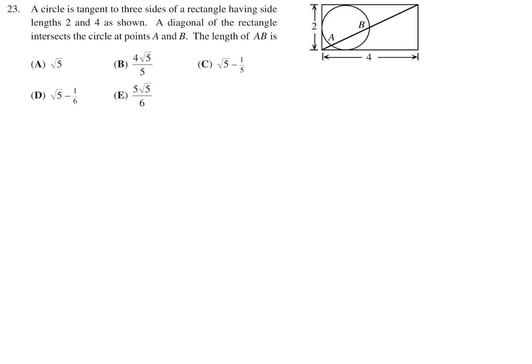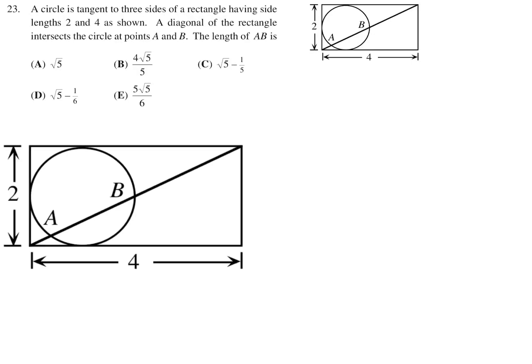A circle is tangent to 3 sides of a rectangle, having side lengths 2 and 4 as shown. A diagonal of the rectangle intersects the circle at points A and B. The length of AB is.